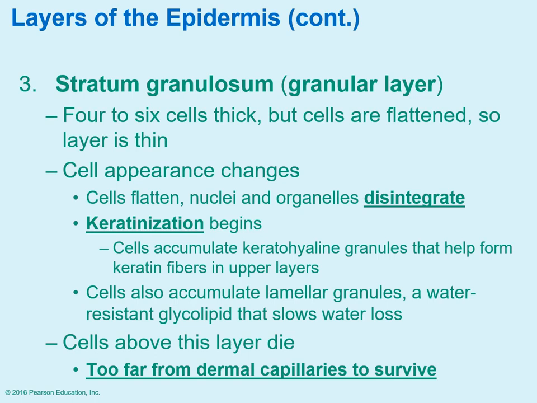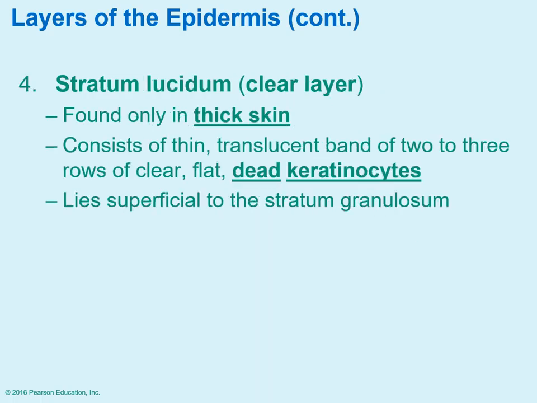Things can only diffuse so far distance-wise. And so now what's happening with the stratum granulosum layer is that you're getting far enough away that the nutrients and oxygen are not getting this far. The cells beneath them are using them up. And so the cells are going to start to die. Now, one thing you will see is that the cells will start to accumulate different granules. It's going to help to form the keratin fibers in those upper layers, which has a protective mechanism for the skin.